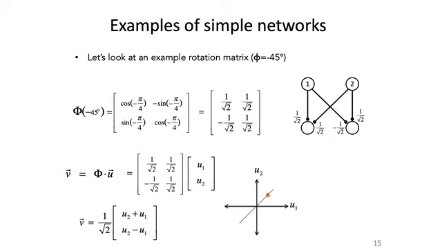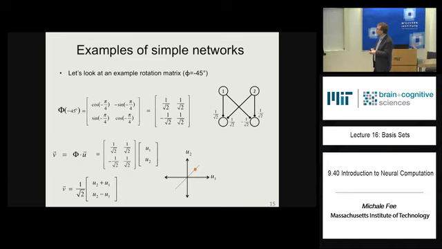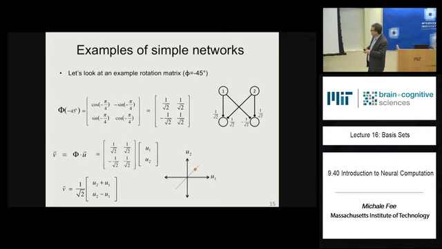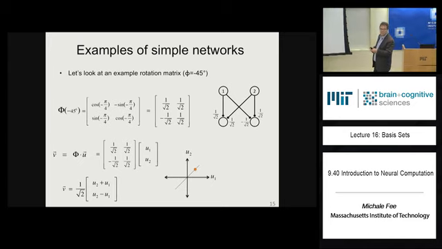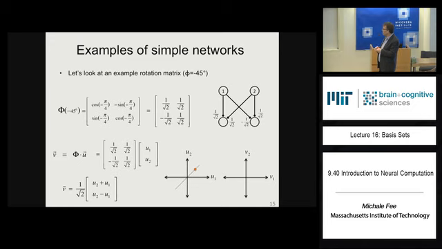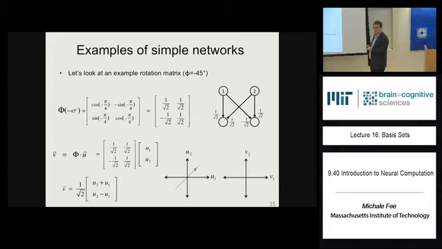So for example, if we have an input state that looks like U1 equals U2, it will be some point on this diagonal line. We can then plot the output firing rate on this plane, V1 versus V2. And what will the output firing rate look like? What will the firing rate of V1 look like in this case?